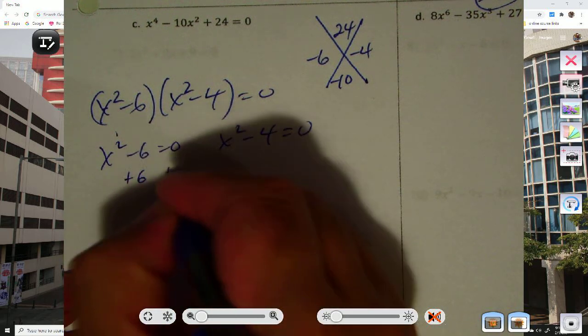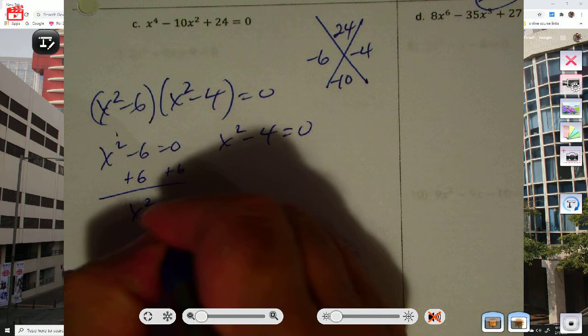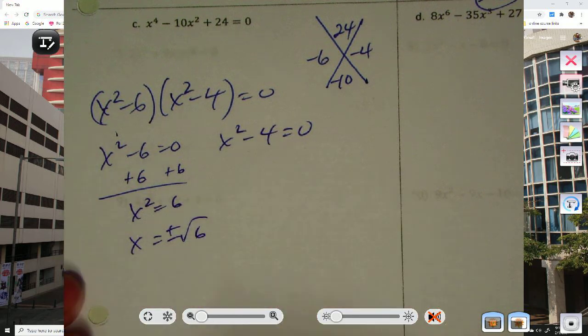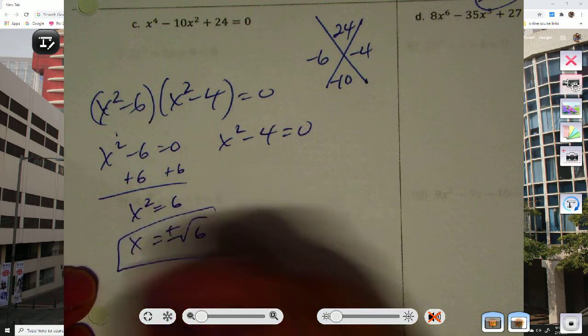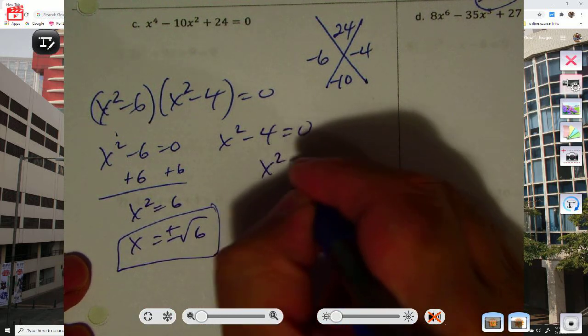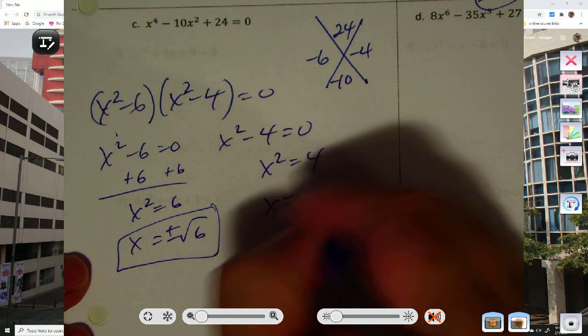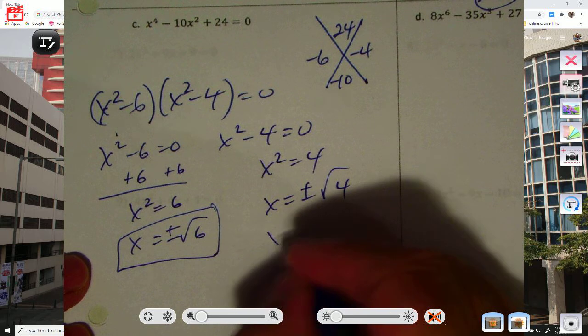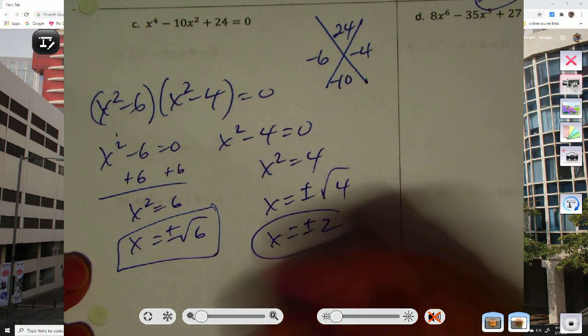So plus 6, x squared equals 6. So x equals plus or minus the square root of 6. Now square root of 6, 6 is 2 times 3. There are no pairs, so that's done. Right? 2 times 3 cannot be simplified. This one here, x squared equals 4. x equals plus or minus the square root of 4. You should know what the square root of 4 is. It's 2, so it's x equals plus or minus 2.